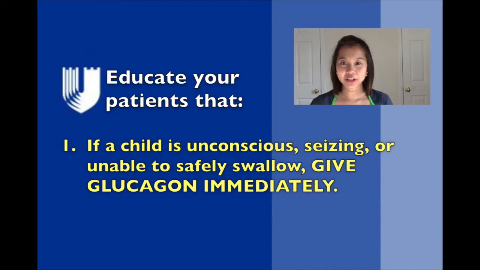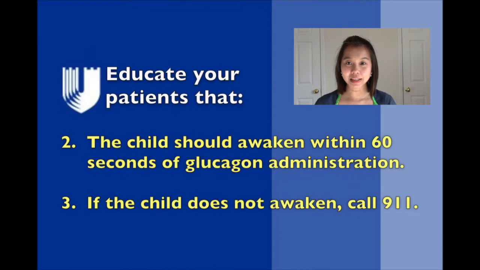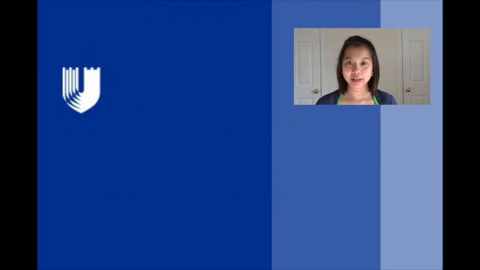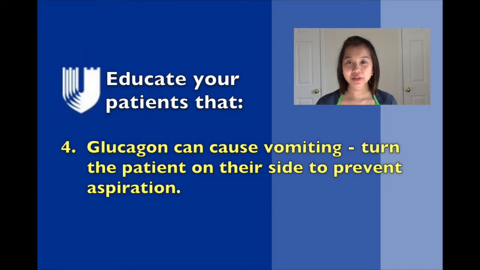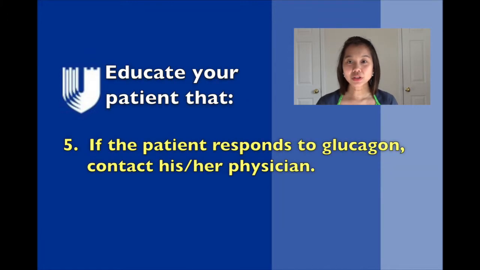If the child is unconscious, seizing, or unable to safely swallow, instruct the parents to give glucagon immediately. Expect the child to awaken within 60 seconds, and if they do not, then the parent should call 911. Glucagon can cause vomiting, so the patient should be turned on their side to prevent aspiration. Now, if the child responds appropriately to the glucagon, the parents should then call their physician.